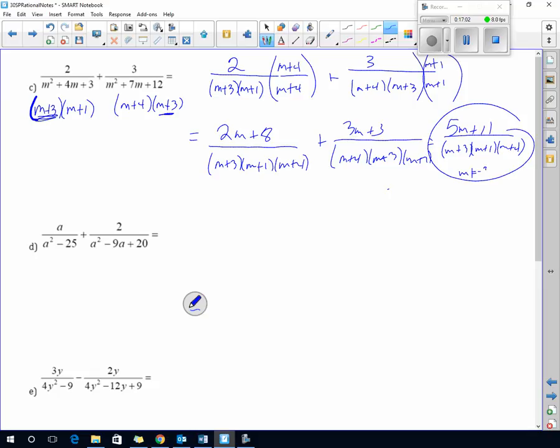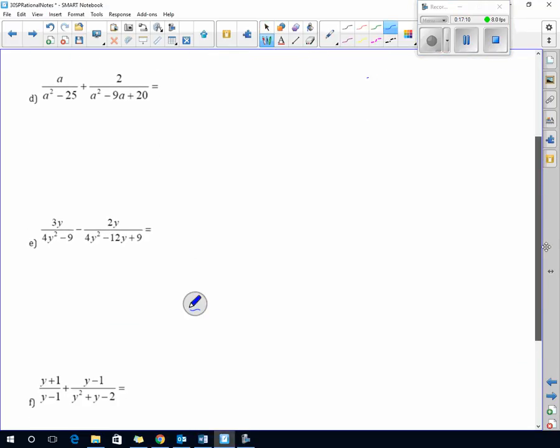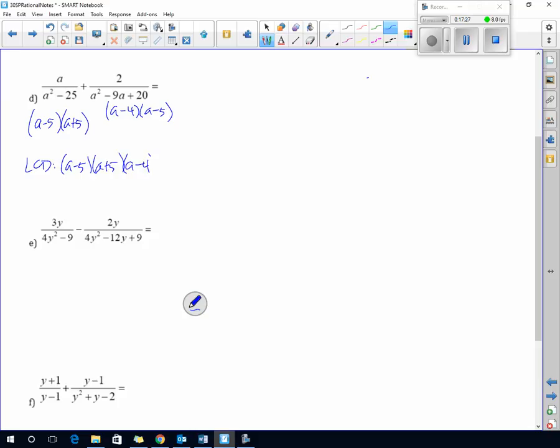A minus 5, A plus 5. This one is A minus 4, A minus 5. So my LCD is going to be A minus 5, A plus 5, A minus 4. So A over A minus 5, A plus 5 times A minus 4 over A minus 4, plus 2 over A minus 4, A minus 5. So I'm going to multiply this by A plus 5 over A plus 5.